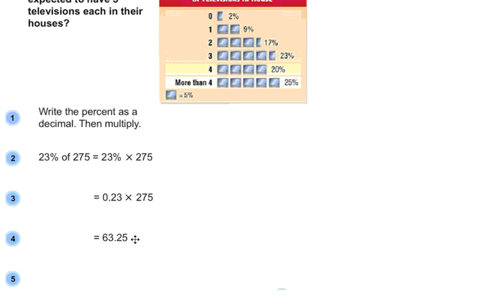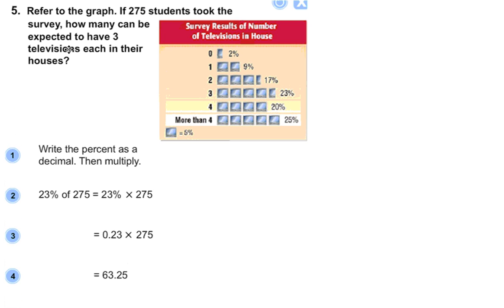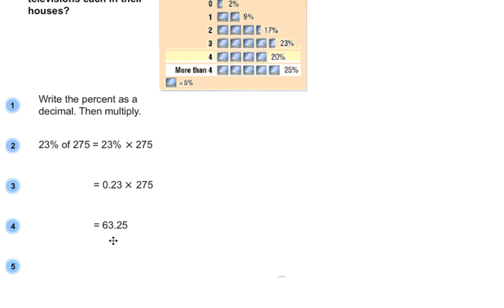Now, when we get an answer, we have to make sure that it makes sense. They're asking how many students are expected to have 3 televisions. So obviously we can't have 0.25 of a student. So we're going to round. About 63 students can be expected to have 3 televisions each.